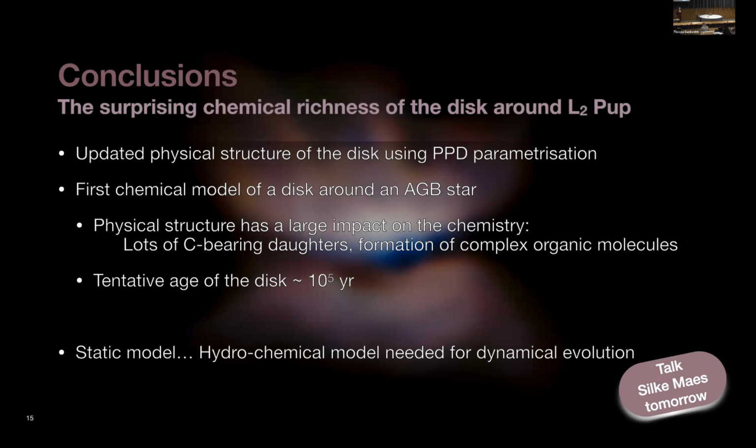Okay. Right. I would like to know, you said it is a static model, right?